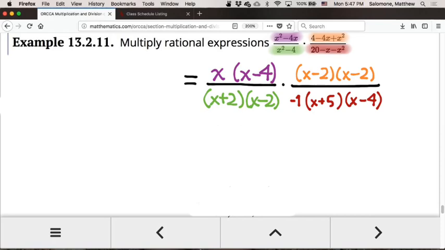So step one, factor everything on the table, because ultimately when it comes time to simplify this product, we're going to need to know what all those factors are so that we can divide by them and get rid of them and simplify our answer into its lowest terms. So I always recommend factoring first. Now, after we've done that, it comes time to multiply. And how do you multiply two fractions?